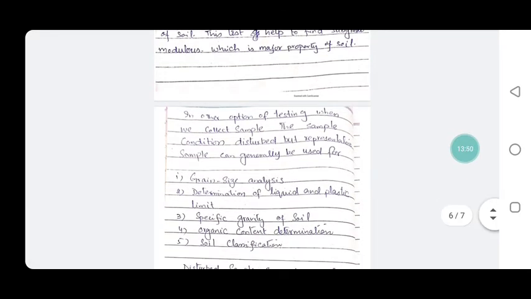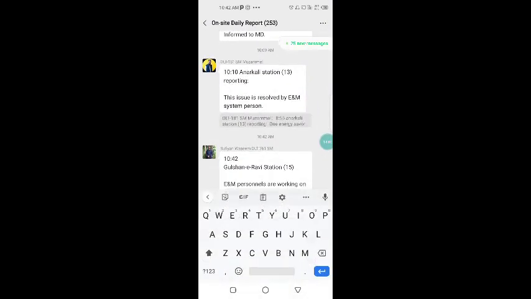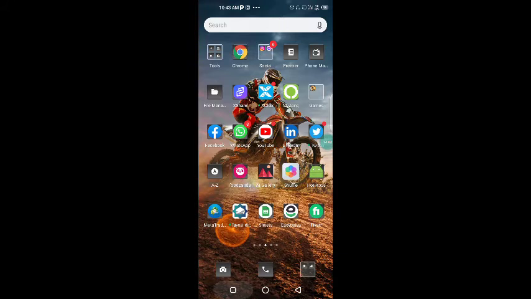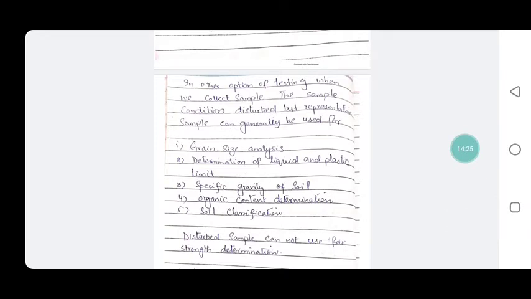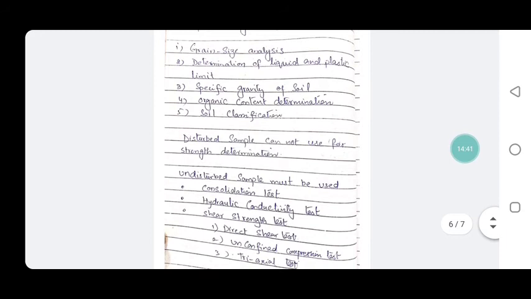In other options of testing, when we collect sample, the sample condition is disturbed, but a representative sample can generally be used for grain size analysis, determination of liquid and plastic limit, specific gravity of soil, organic content determination, soil classification.